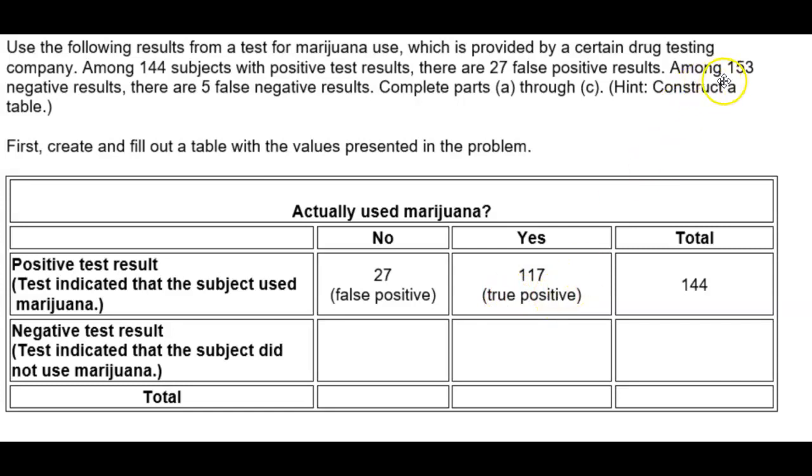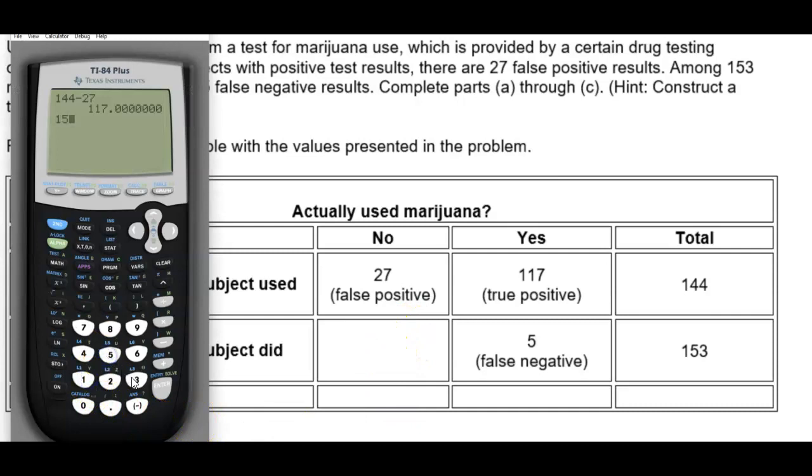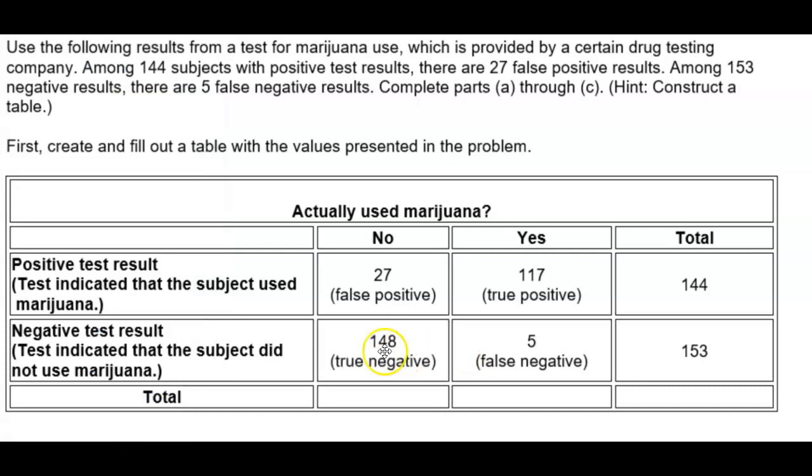So 117 means that they tested positive and they did use marijuana, which means that's a true positive. Now, among the 153 negative results, there are 5 false negative results, meaning that they did use marijuana, but they got a negative test result. Therefore, this is where the 5 is going to go, which is the false negative. Now, in order to find this result here, we would take the 153, subtract 5, and that would give us 148, meaning that they did not use marijuana and tested negative, and therefore it's a true negative.